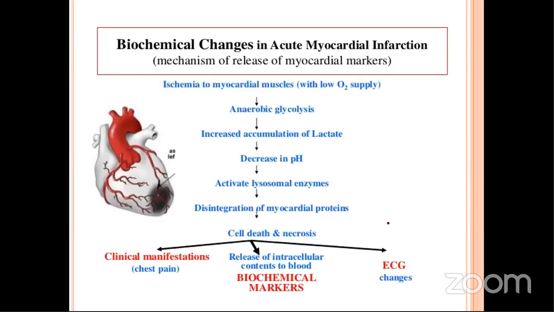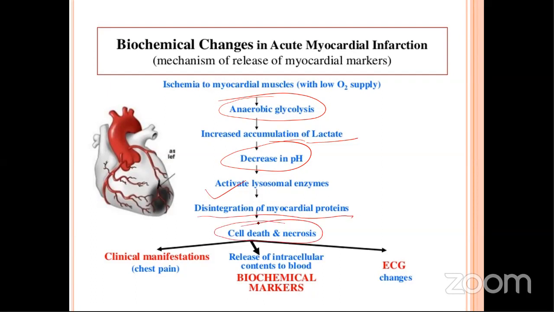Now see, these are the sequence of events. First, there is ischemia to the myocardial muscles, as a result of which there is anaerobic glycolysis, so increased accumulation of lactate, which will cause decrease in pH, so that will activate the lysosomal enzymes, followed by disintegration of myocardial proteins, and ultimately cell death and necrosis.